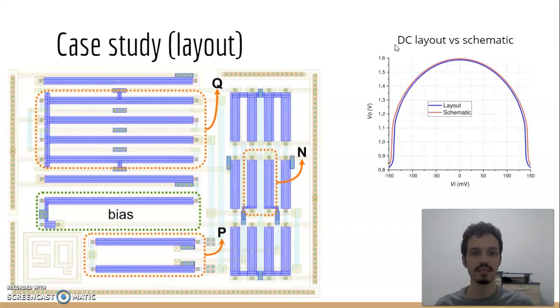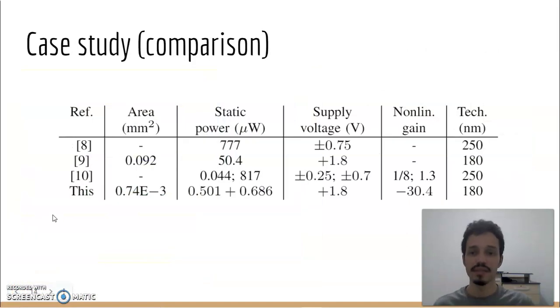When we compare the DC response of the schematic versus the layout, we have basically a difference of 10 millivolts between them, and this is caused by a difference of 3 millivolts in the output of the bias circuit. When we compare the squarer circuit of our case study against other voltage squarers in the recent literature, we can see that it has the smallest area amongst the reported ones, given the same technology node.